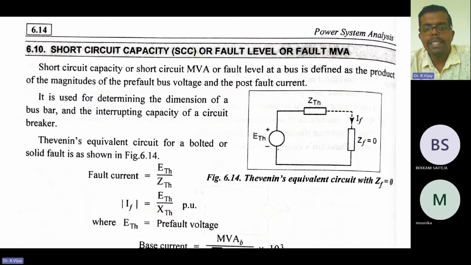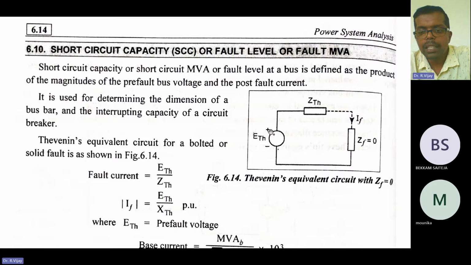Short circuit capacity, short circuit MVA, or fault level at the particular bus is defined as the product of the magnitude of the pre-fault bus voltage and the post-fault current. It is used for determining the dimension of the bus bar and the interrupting capacity of the circuit breaker. So at what current the particular circuit breaker has to interrupt, that we are also calculating.